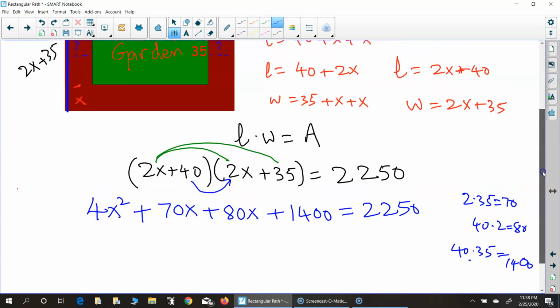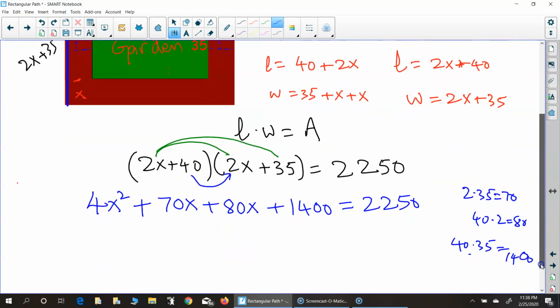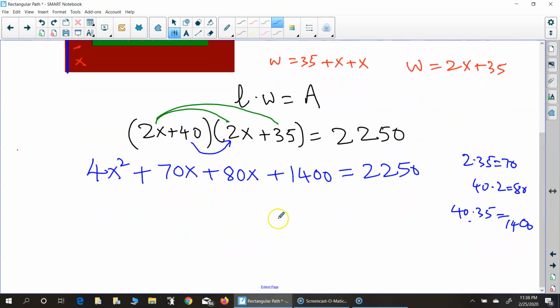And the most important, the key here is figuring out what is the length, what is this outer length and outer width. Once you have that outer length and width, you can just multiply those two and go from there. Okay, so now let us simplify.